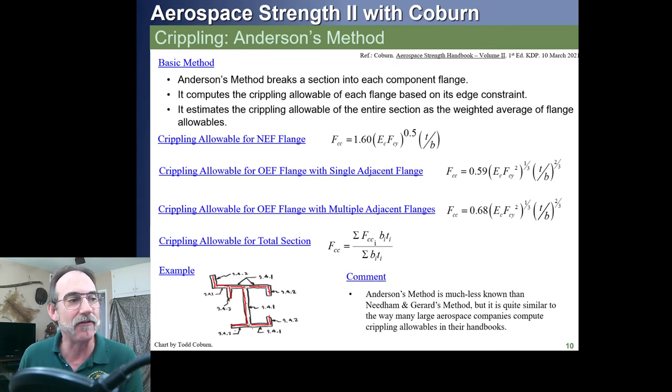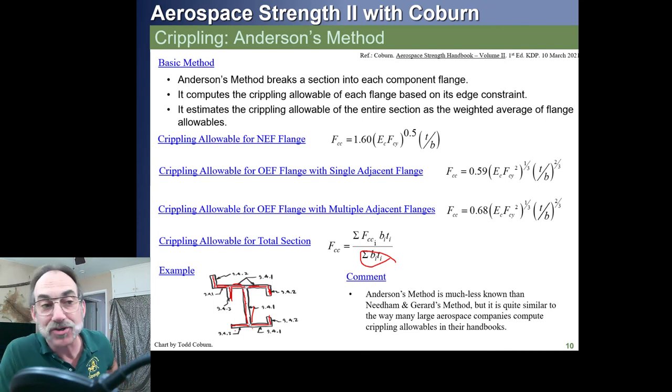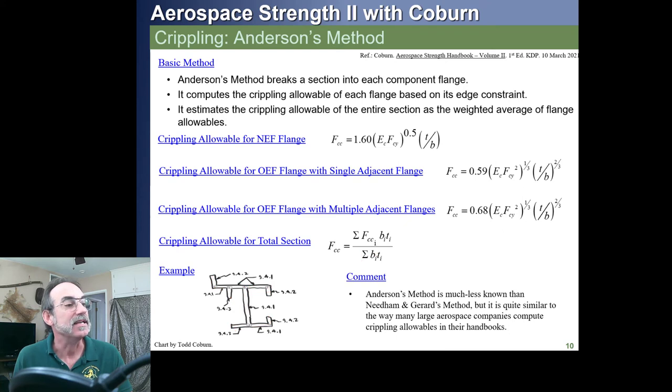So you take the FCC of the first flange times its length from the free edge to the midplane of the adjacent flange times its thickness, plus the FCC of number 2 times its length times its thickness, plus FCC of 3 times its length times its thickness, plus 4 times its length times a, and so on. Divide it by the total summation of the BTs, which actually is just the area of the total member. And that gives you the weighted average crippling allowable for the whole cross section. That's how this method works. Does that make sense?